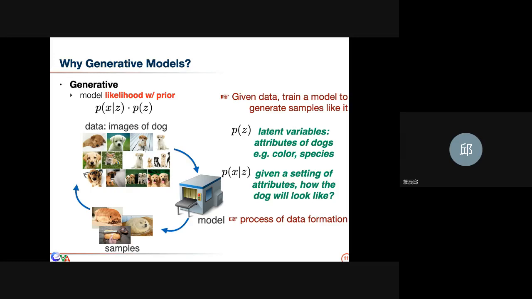Basically, the generative model takes care of the likelihood and prior, and the idea behind the likelihood and prior is exactly a process of data formation. So if you are trying to learn the generative model, basically what you are trying to do is that, given the training data, you train a model that is able to generate samples which are similar to the given data set. So this is a generative model, right?